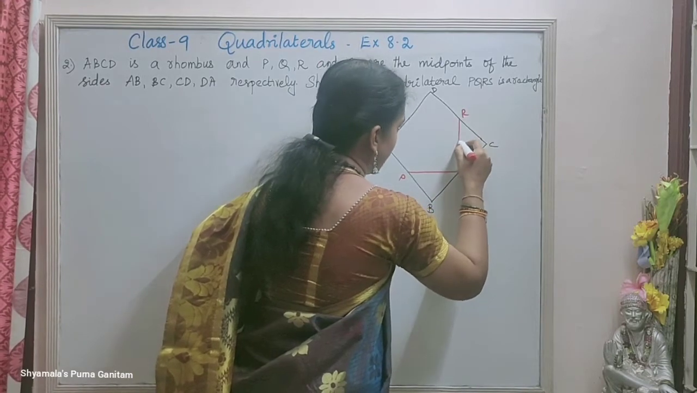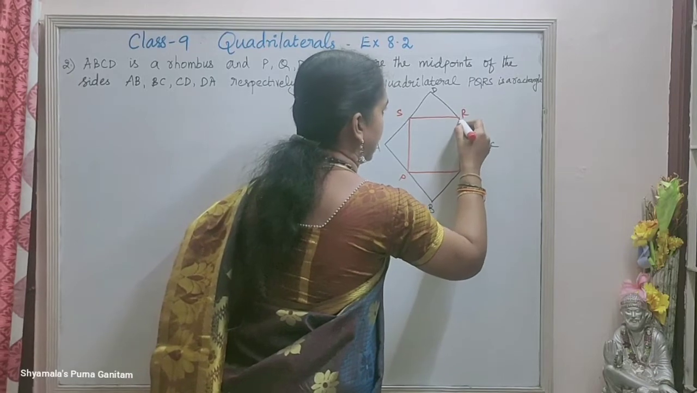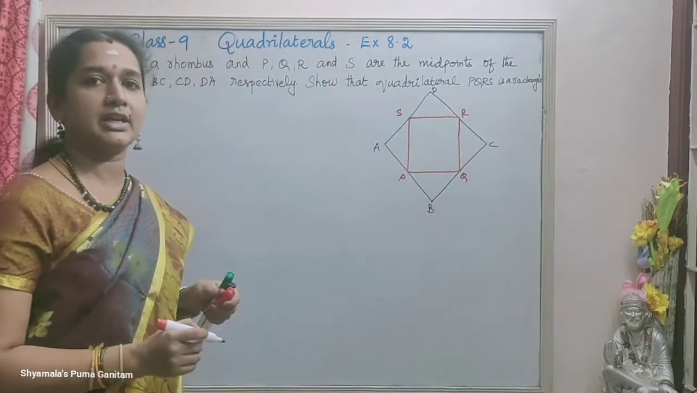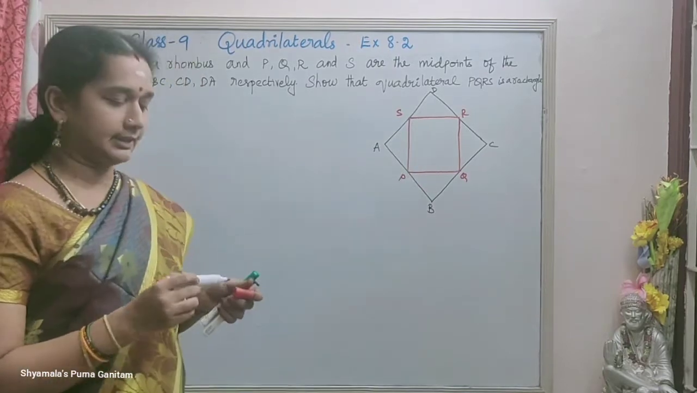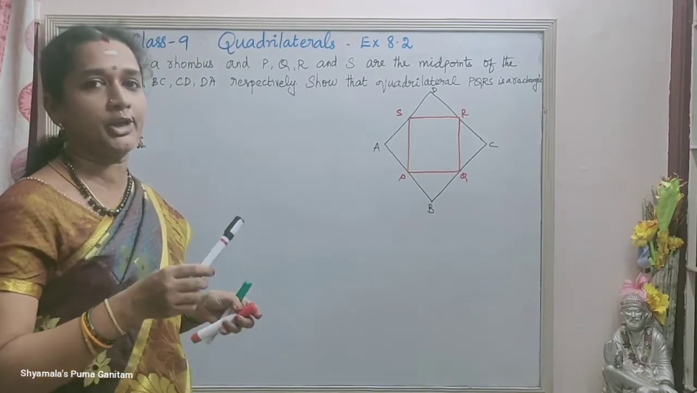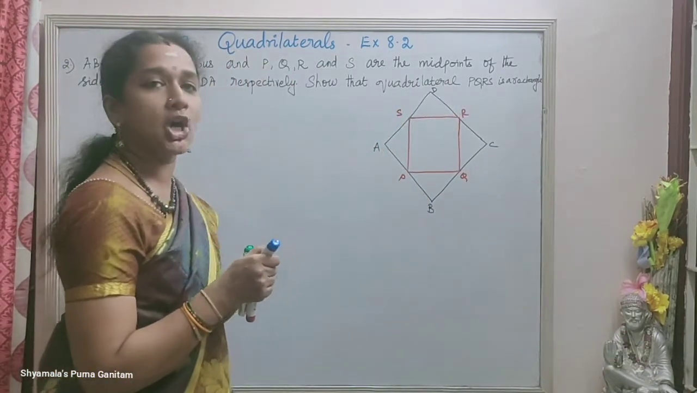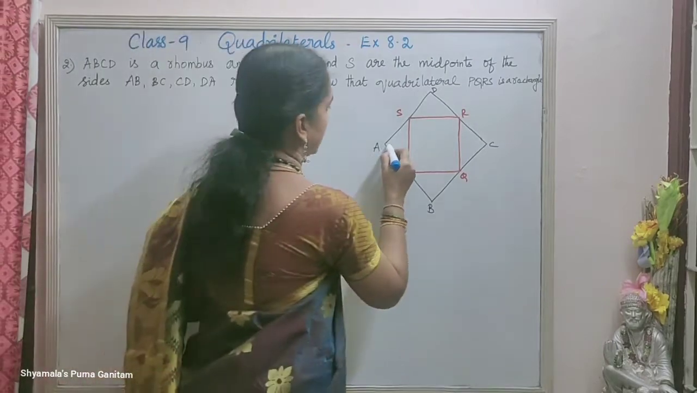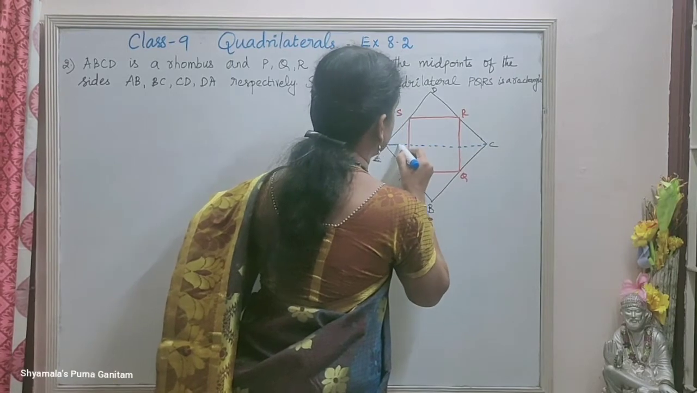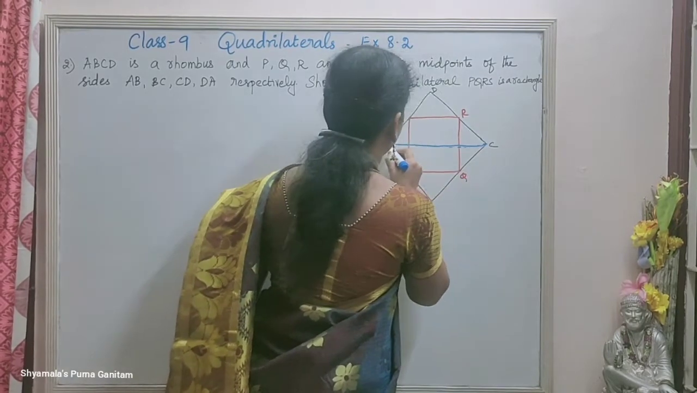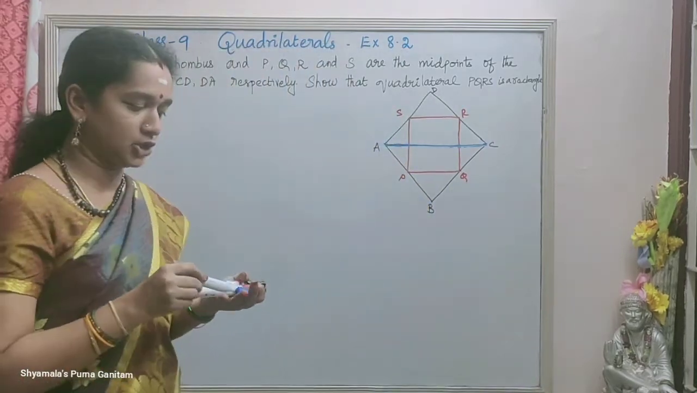So when we are joining PQRS, we are asked to prove that it is a rectangle. For proving this, first we are going to use the midpoint theorem only. In this midpoint theorem, we will join the diagonal AC first. So AC is the diagonal we are joining.